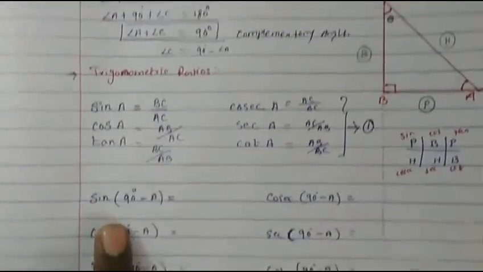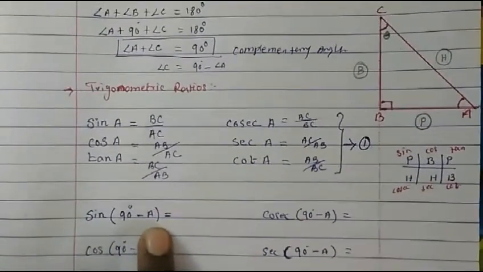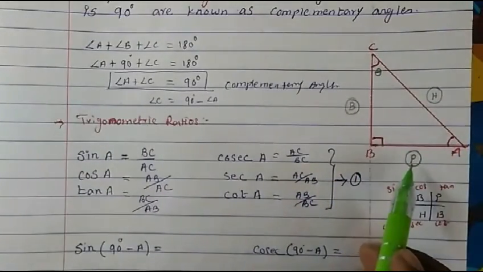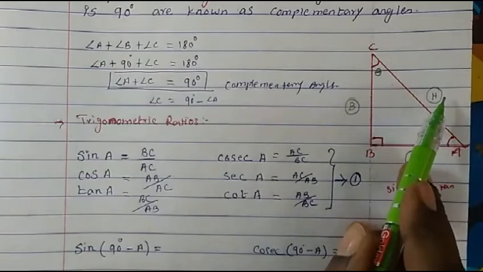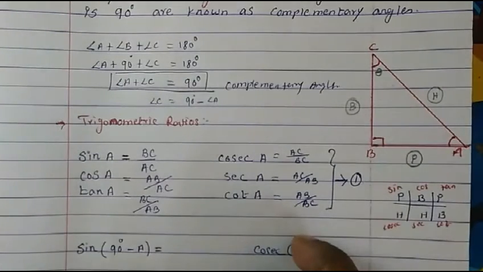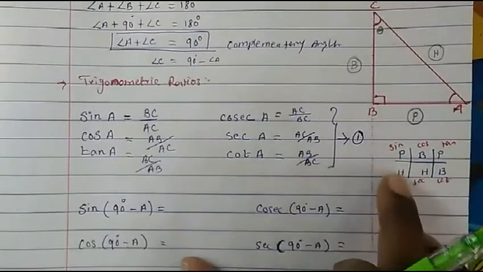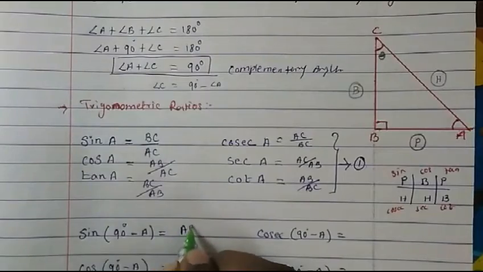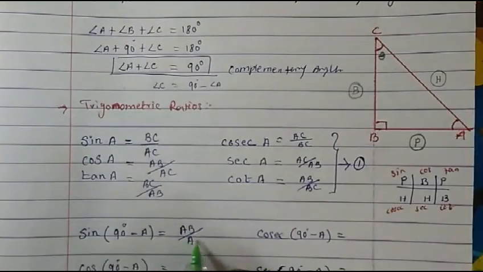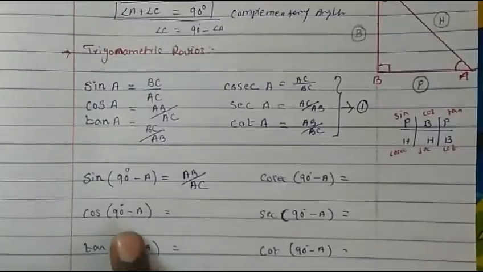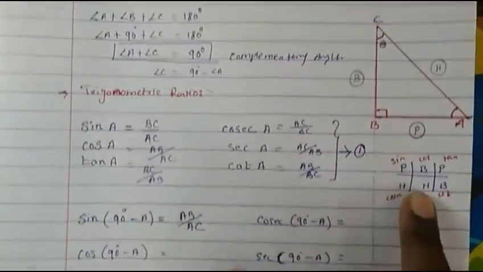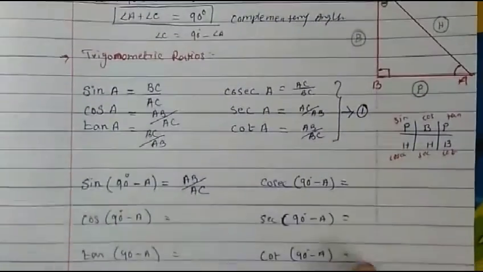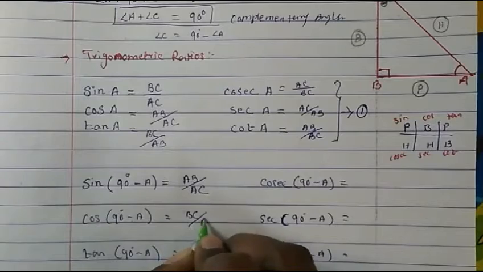Now for sine, sine 90 minus A. We know that theta is C, so opposite to theta becomes the perpendicular, and opposite to 90 degrees is the hypotenuse, and then the base. Sine is perpendicular upon hypotenuse. The perpendicular is AB and the hypotenuse remains AC. For cos, base upon hypotenuse, so base is BC and hypotenuse is AC, so BC upon AC.